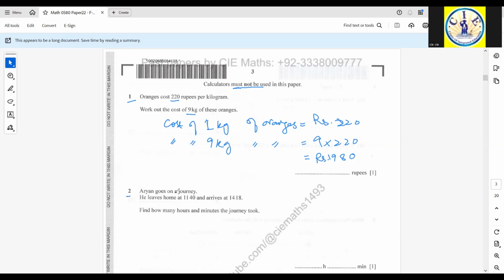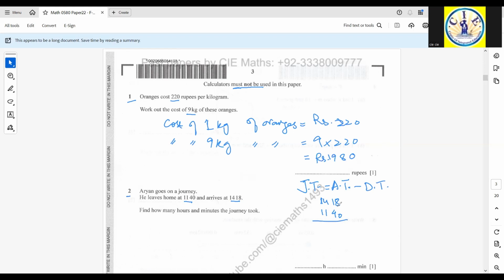Question number 2. Aryan goes on a journey. He leaves home at 11:40 and arrives at 14:18. Find how many hours and minutes the journey took. The journey time is given by the arrival time minus the departure time. So this is 14:18, and from this I'm going to subtract 11:40.